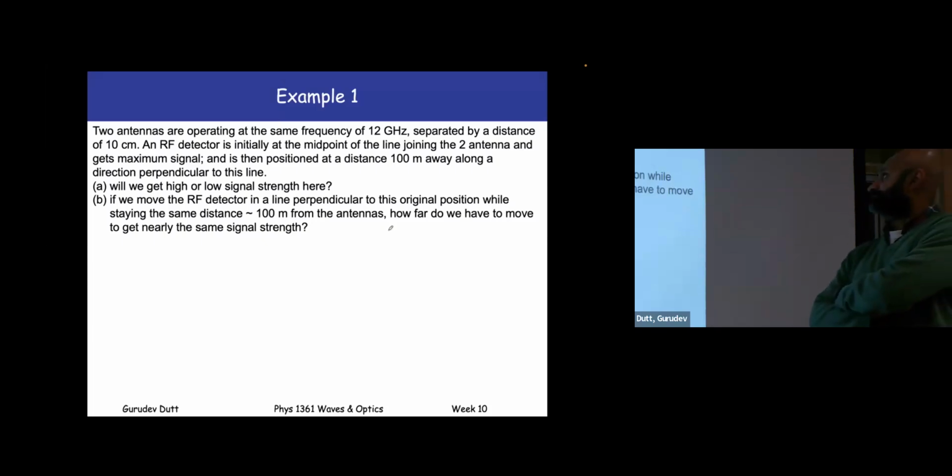Two antennas are operating at a frequency of 12 gigahertz, separated by a distance of 10 centimeters. So that's the separation between the sources. An RF detector is initially at the midpoint of the line joining the two antennas, and you get a maximum signal, meaning you get constructive interference. Hopefully it's clear this is an interference problem. There are two antennas.